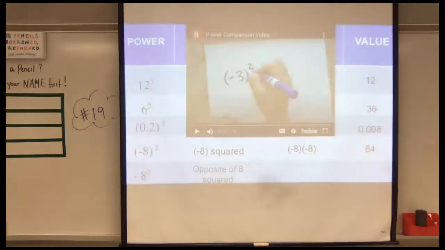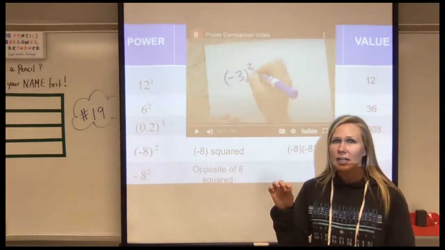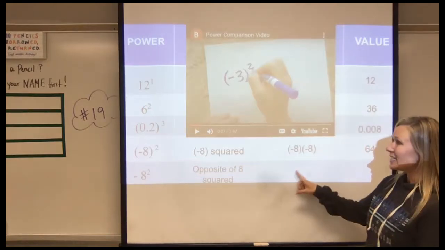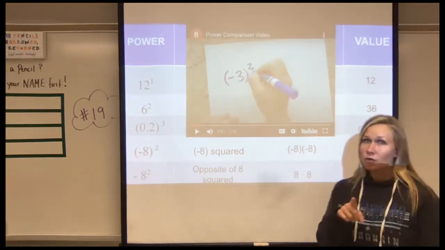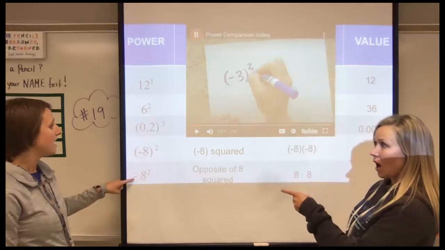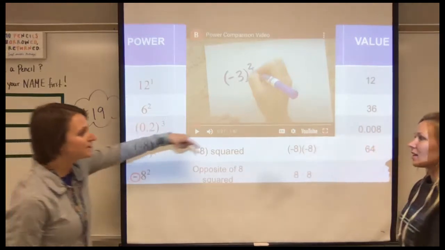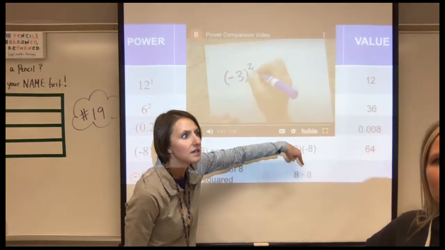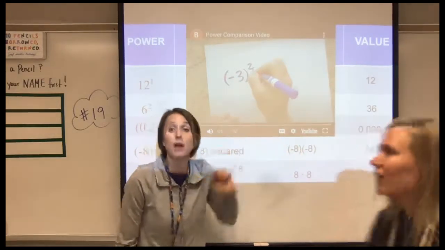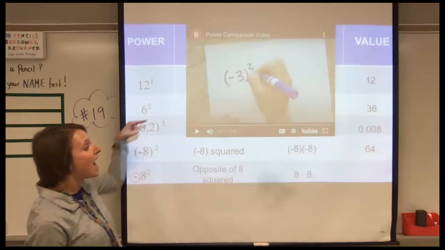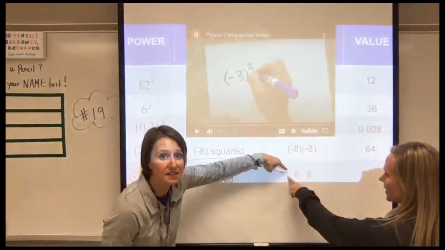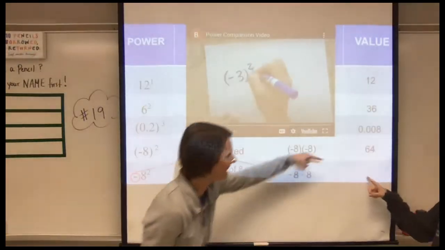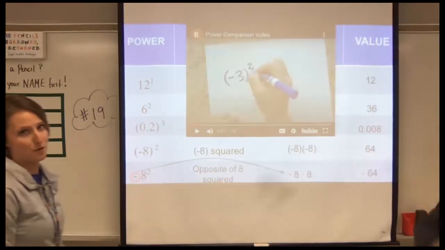Yep, absolutely. So the squared is only applying to the 8. So we're really just taking 8 times 8. But then don't forget the opposite. So what's the opposite? If you think 8 times 8, that's what? 64. So this tells us to get the opposite of 64, which is negative 64. There we go.